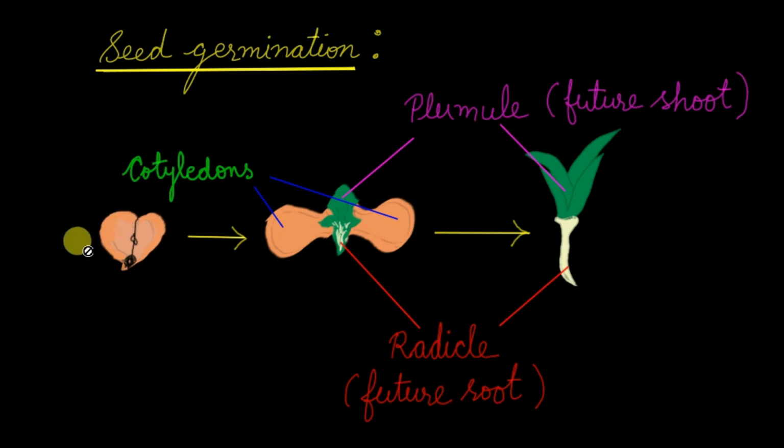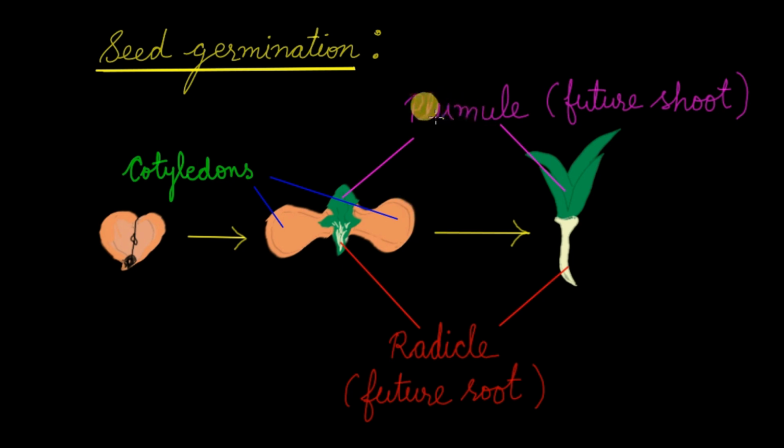If a seed gets favorable environmental conditions, that means sufficient water is provided to the seed, then this seed starts the process of germination. The reserved food material inside the cotyledons, two cotyledons are visible here, is used by the developing embryo. So the embryo starts taking the form of a small plantlet. So it forms plumule and radicle.